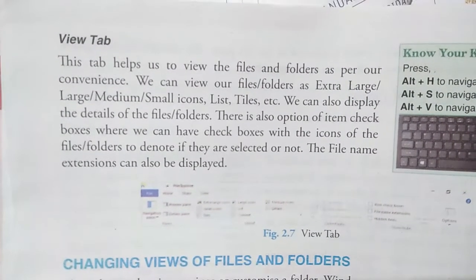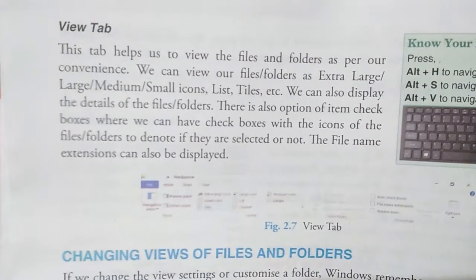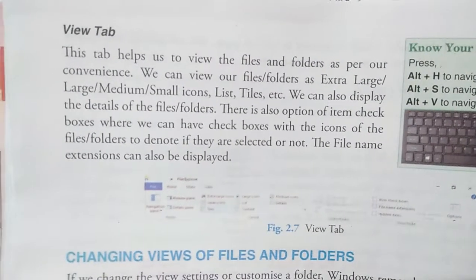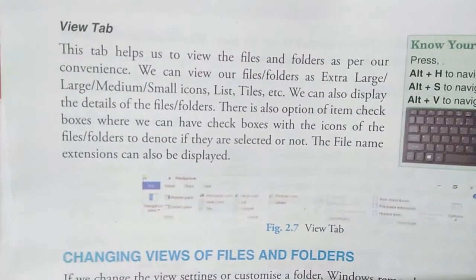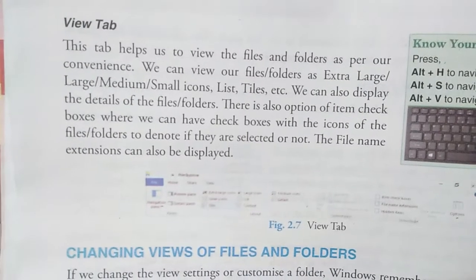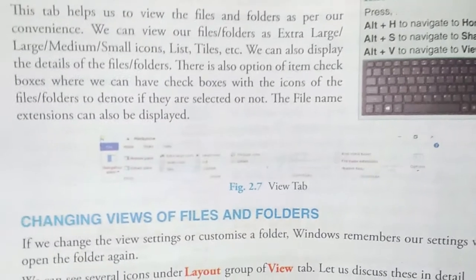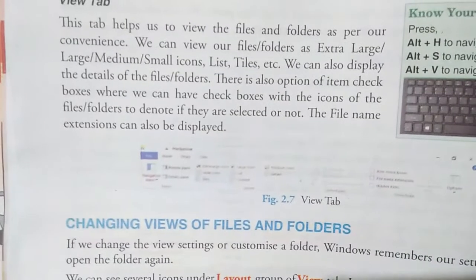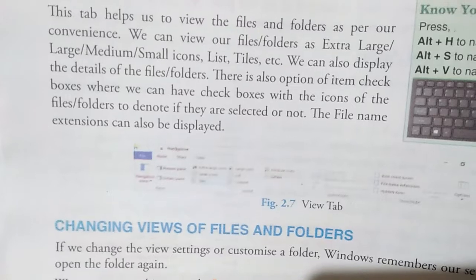View tab. This tab helps us to view the files. Viewing files means if you want to see your files and folders as per your convenience, you can do it through the View tab. We can view our files and folders as extra large, medium, small icons, list, tiles, etc. We can also display the details of the files and folders, like how large our file is and how much data it contains. So these things we can also check through details.